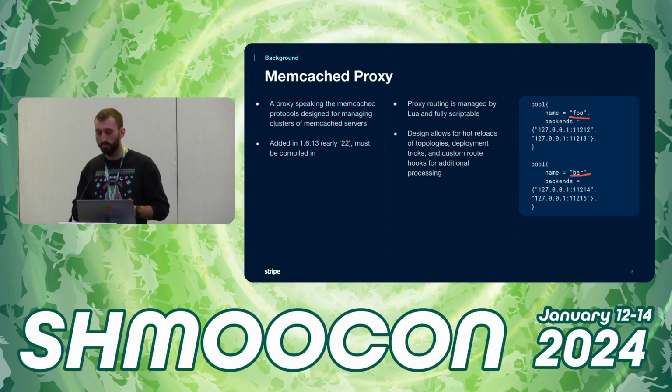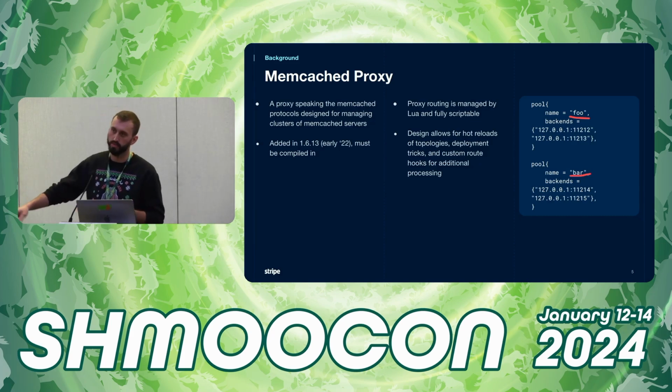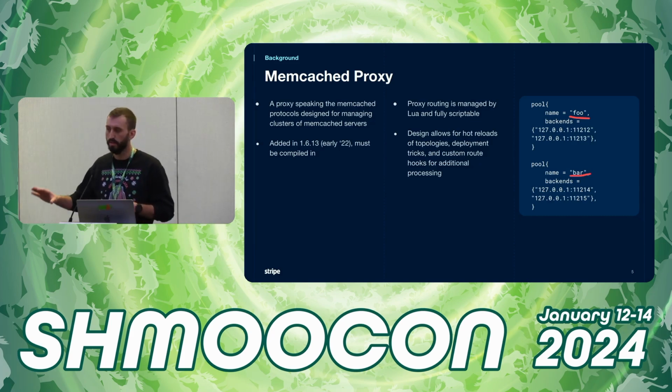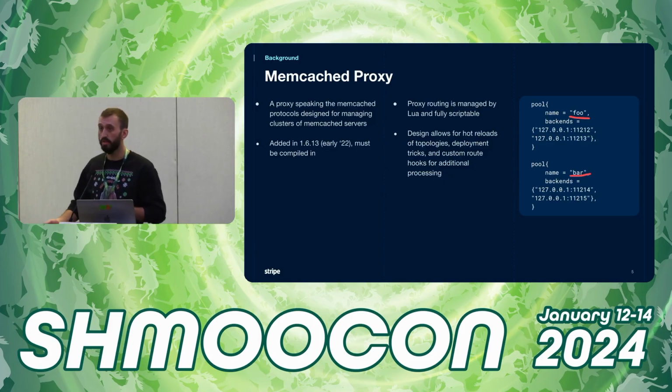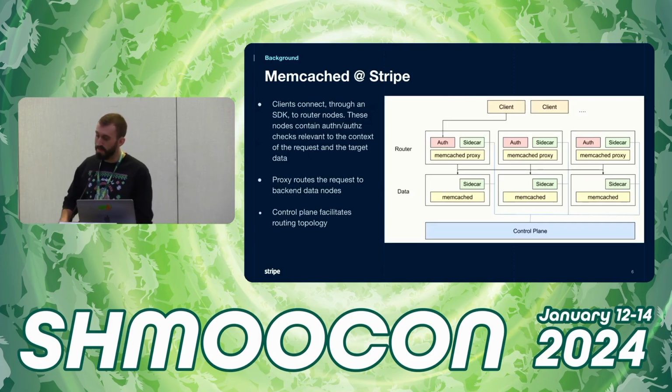So for example, you can route read requests to one set of pools and write requests to another set of pools. Because it's all in Lua, you can just send the process a SIGHUP and dynamically update all the routes. You can do automatic failovers, stuff like that. So, Memcache at Stripe.